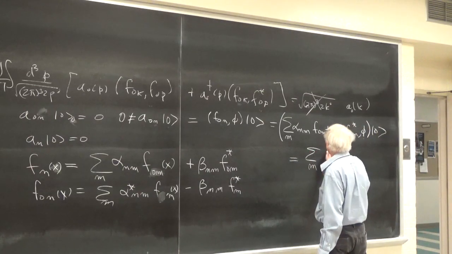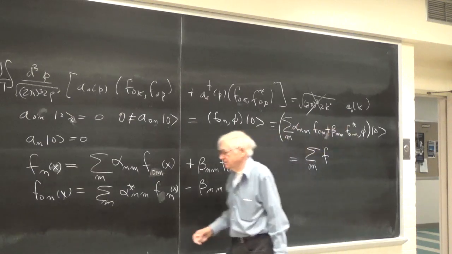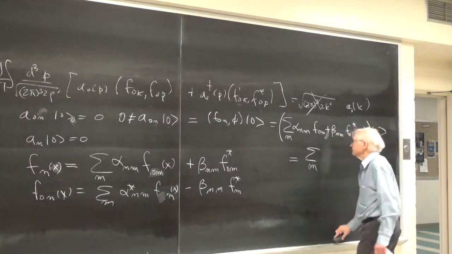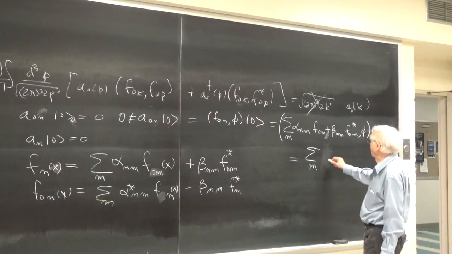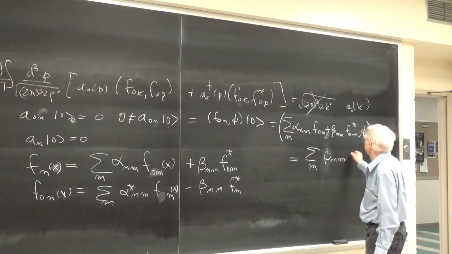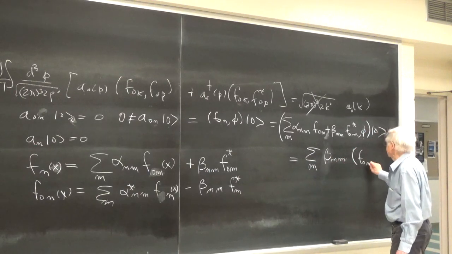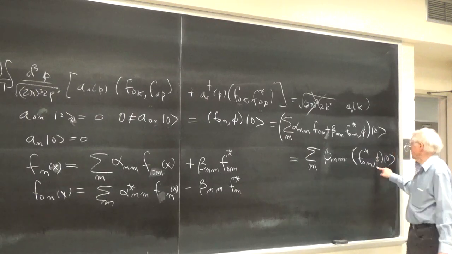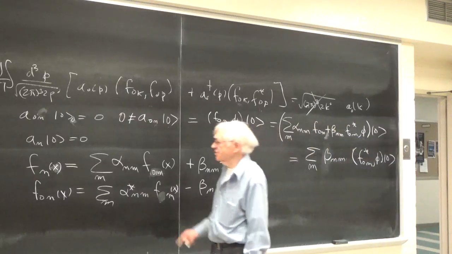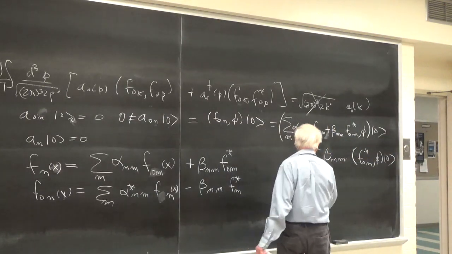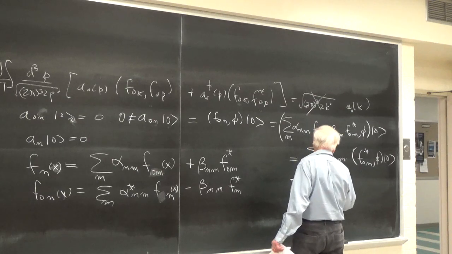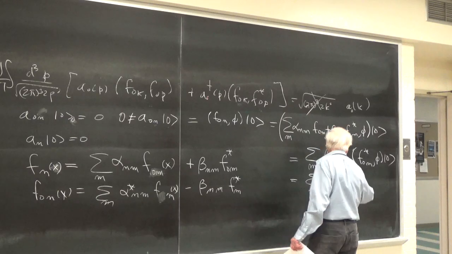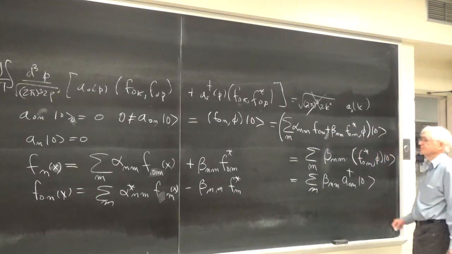But what we're left with is this sum of beta nm, the inner product of F0m star with phi 0. And of course this we already know, this is the creation operators. So this is the sum on m of beta nm, the flat space creation operators on the vacuum.